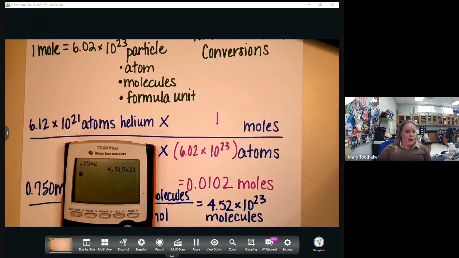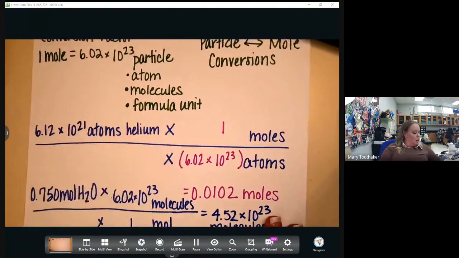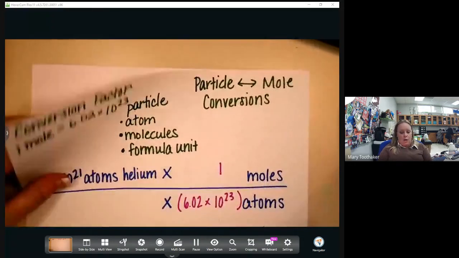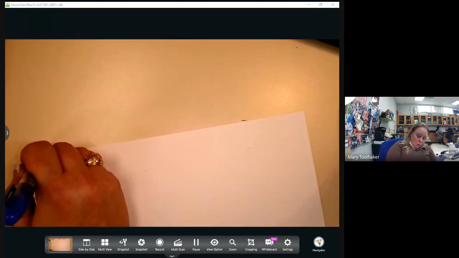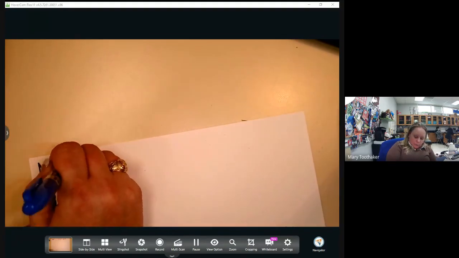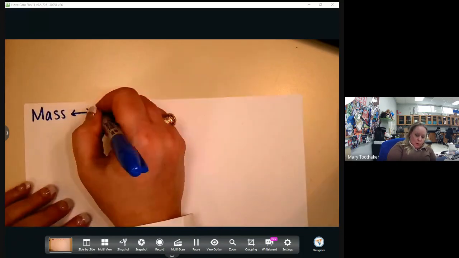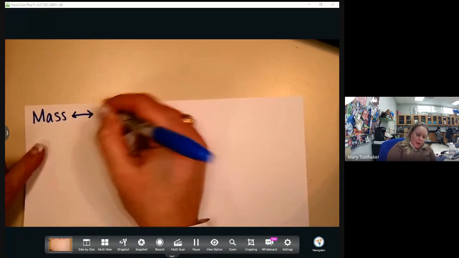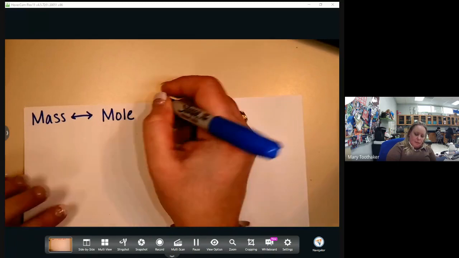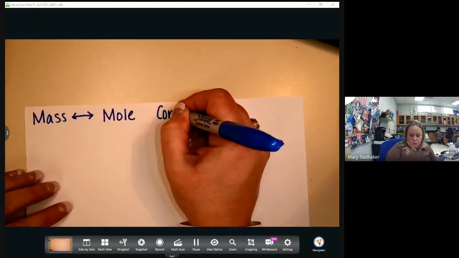Any questions about how I did any of this? Going once, twice. Okay, then let's move on to mass mole conversions. And notice I'm drawing the arrow both ways because you can go from mass to moles or from moles to mass.